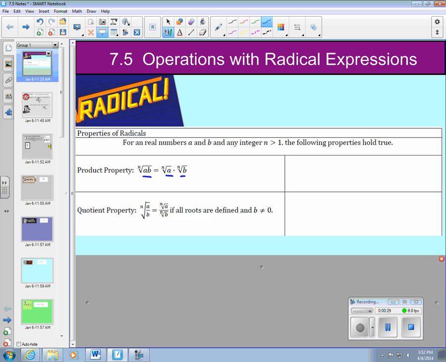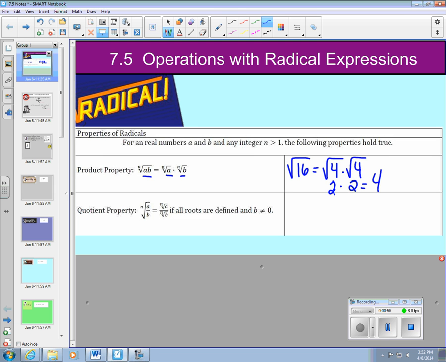All right, so for example, let's say we have the square root of 16. We can split this apart into the square root of 4 times the square root of 4, because we know that 4 times 4 is 16. So the square root of 4 is 2, and then we have times 2. So the answer is obviously going to be 4.